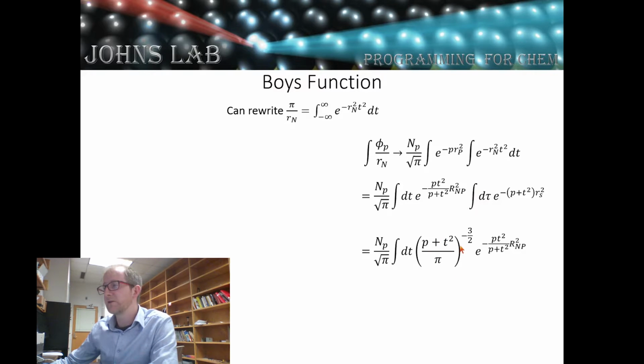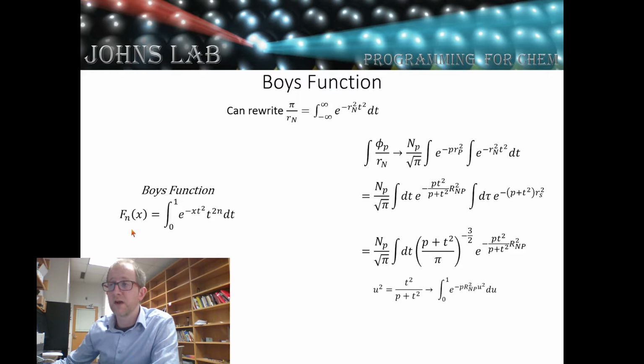And then we can do a change of variables and cast this in terms of a finite integral from 0 to 1 of e to the minus p times r squared_NP, which is just the distance between nucleus N and new Gaussian P, times some function u, which is t squared over p plus t squared, du. Okay, it looks complicated and still doesn't look easy to solve, but it turns out there's a function related to this called the Boys function of order n, which is the integral from 0 to 1 of e to the minus x t squared times t to the 2n dt.